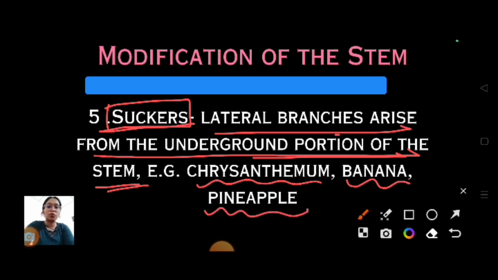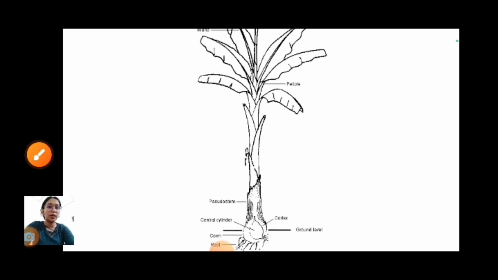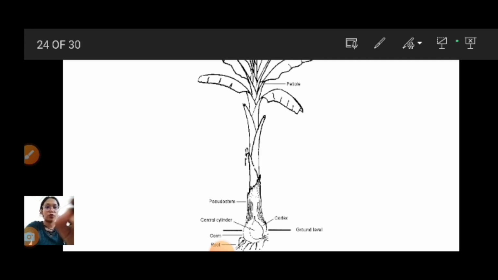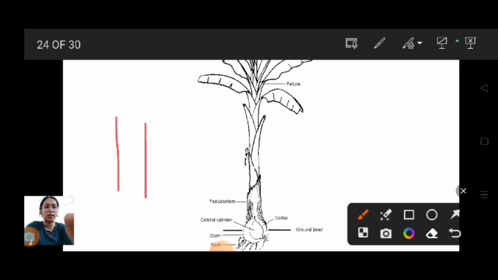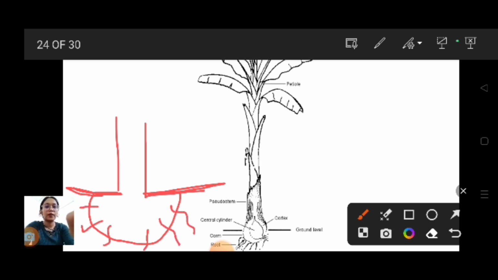So in this tree structure, a lateral branch comes up from the underground stem. I'll show you a picture. This picture won't be that good. I'll draw and show it to you. Suppose this is a banana plant. This is the underground portion. This is the root of the banana plant. So from the underground stem only, vertically a baby banana plant used to arise.